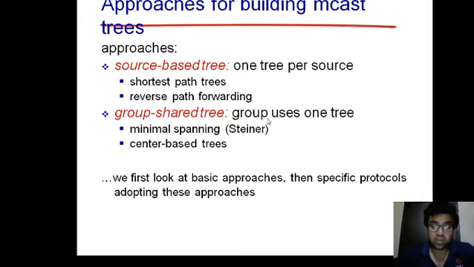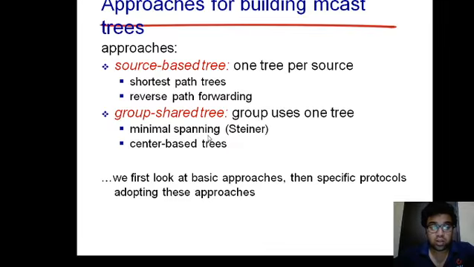There's a single tree for a particular group. Whatever members are there inside that group, they all will use the same tree, and that tree can be created with the help of a minimal spanning tree, as we have already discussed spanning tree in our broadcasting lecture. So the same type of tree can be used in multicasting, but that should be a minimal spanning tree, which is used by all the group members.